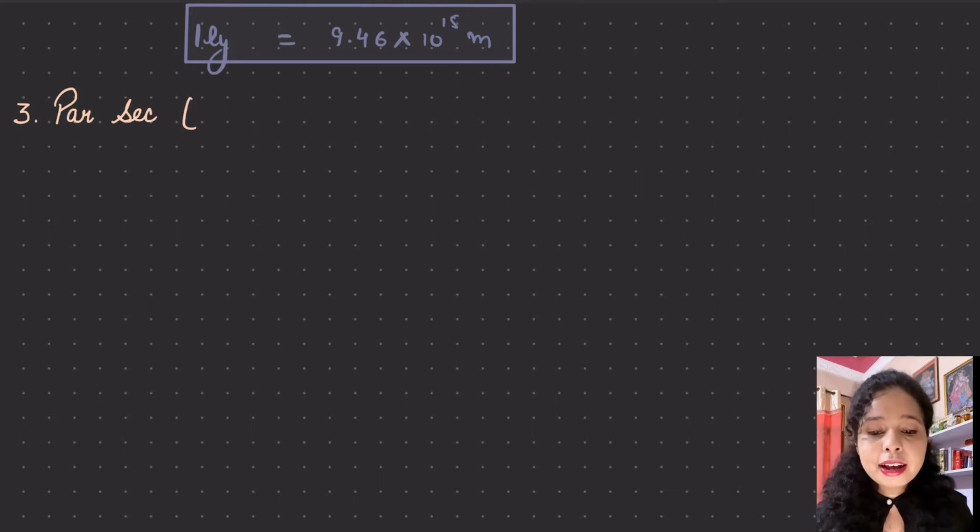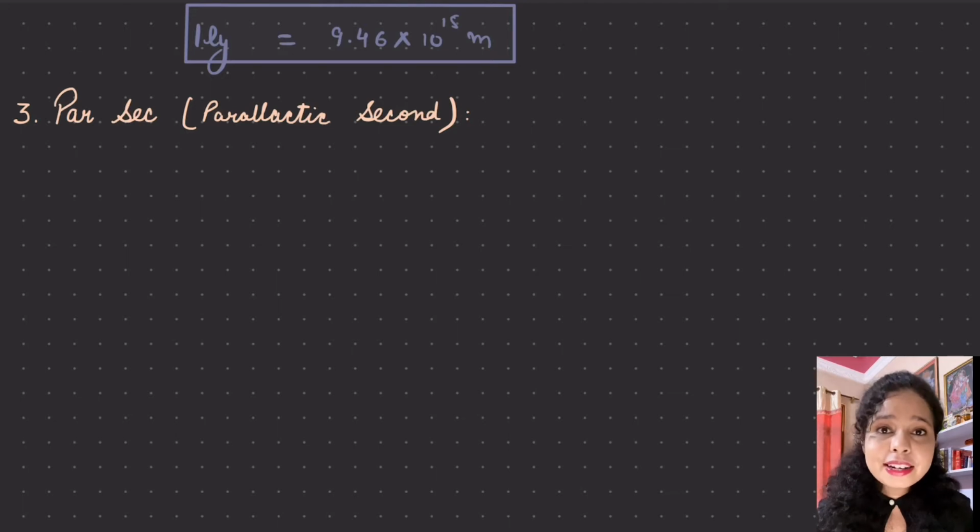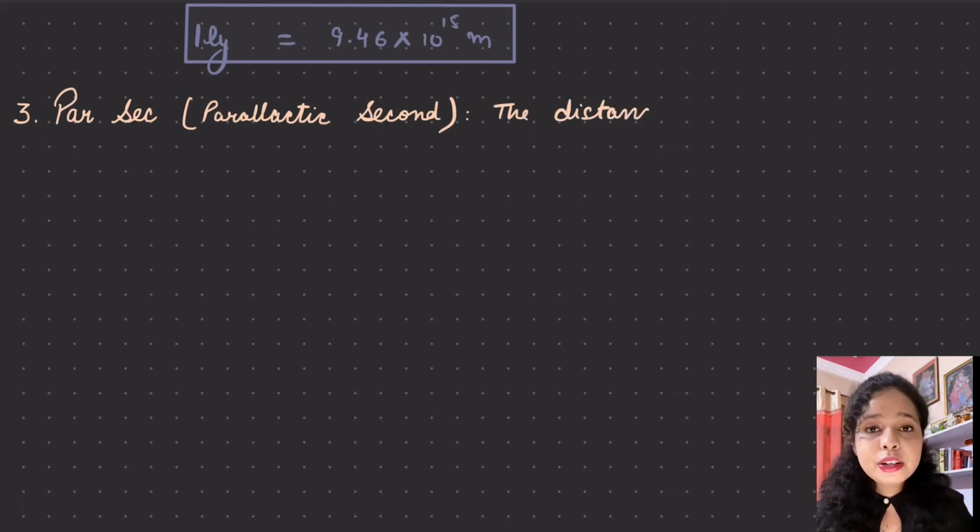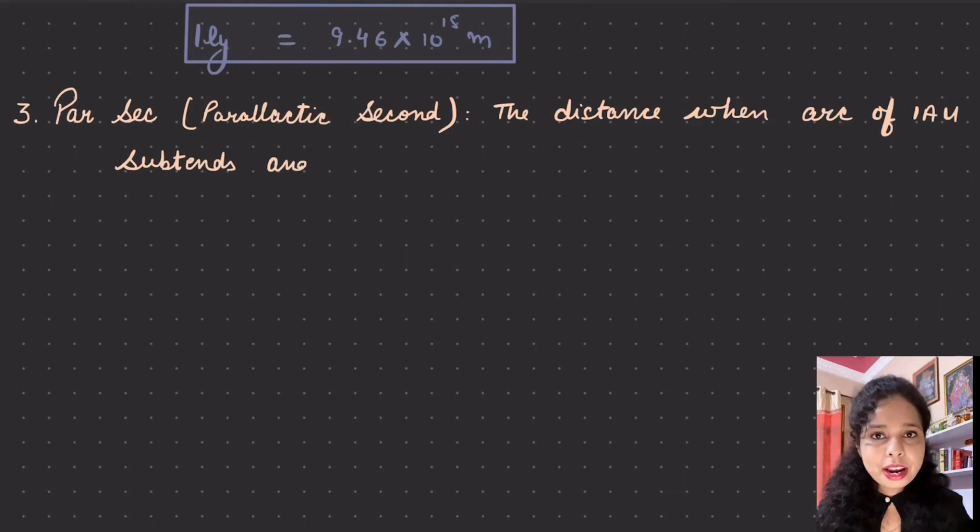Now the third important unit of length is parsec. We call it parallactic second. It is defined as the distance at which an arc of one astronomical unit subtends an angle of 1 second. We know angle is equal to arc upon radius. Therefore, angle into radius is equal to arc, or I can say that radius is equal to arc upon angle.